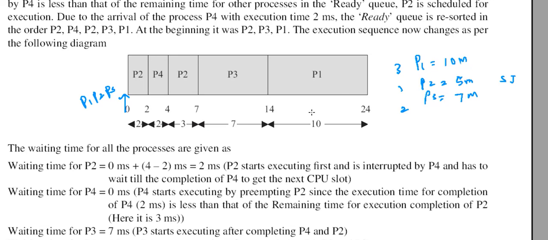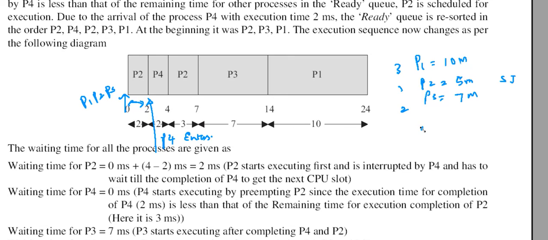Now a new process comes. Which one is coming? P4 enters here. If P4 enters here, how much job is left in P2? Please observe this statement very carefully. P2 has completed how much of its task? 2 milliseconds of the job is completed. Out of 5, 2 milliseconds are over, and immediately P4 entered. P4 time is 2 milliseconds.